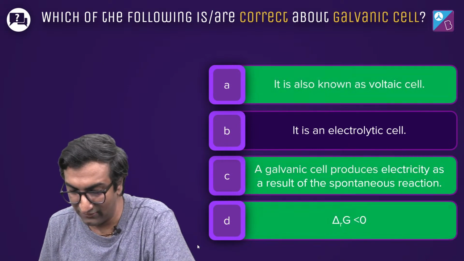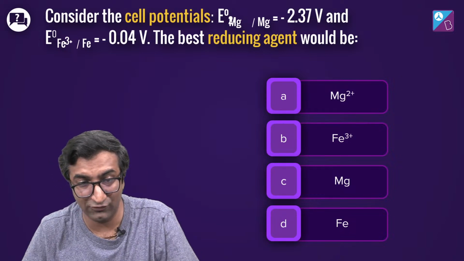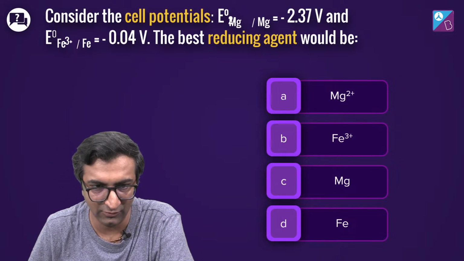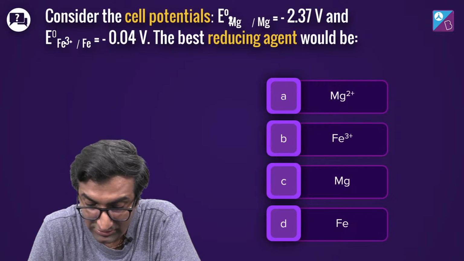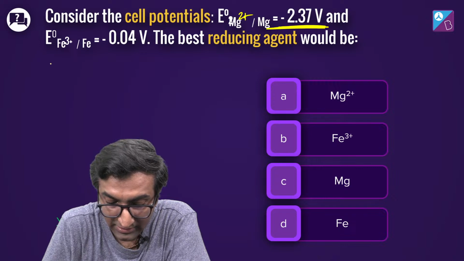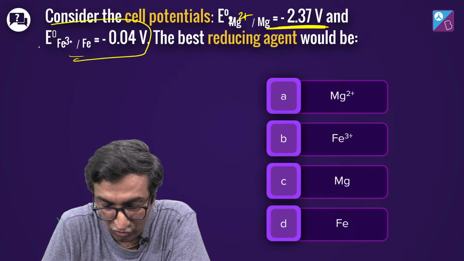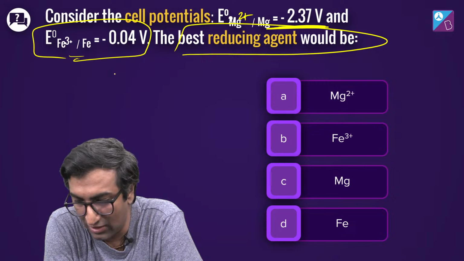I'm not saying this is a JEE advanced question just because I have more than one correct. But hey, now this one, इस वाले में थोड़ा सोचना पड़ेगा. Yes, D था बिल्कुल सही. Consider the cell potentials E Mg2 plus to Mg equal to minus 2.37 volt and Fe3 plus to Fe being minus 0.04 volts. बेस्ट रिड्यूसिंग एजेंट क्या होगा?